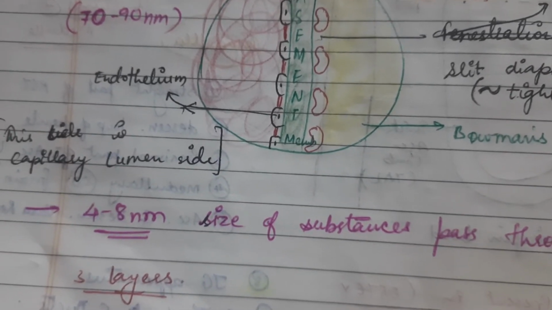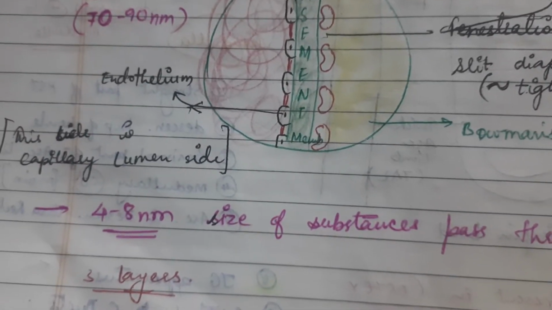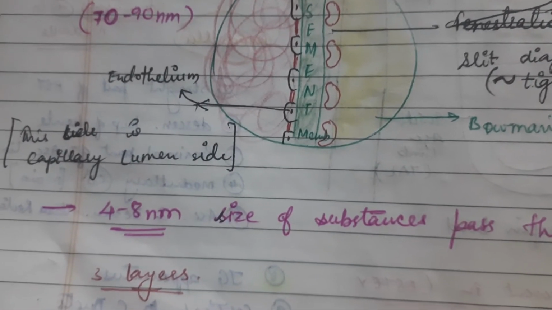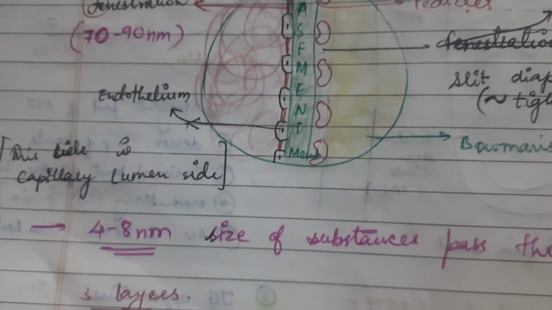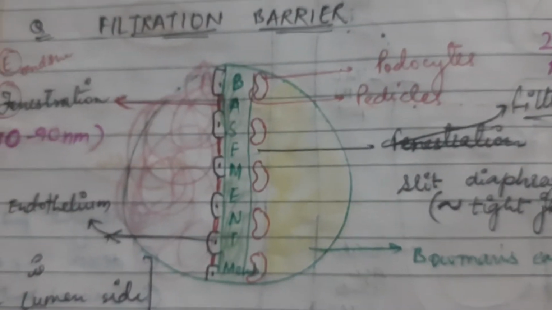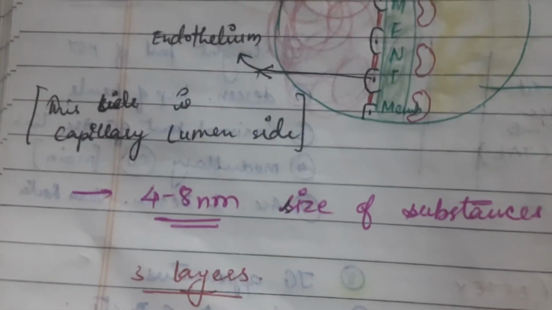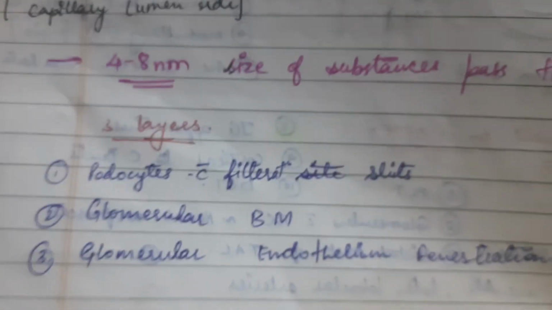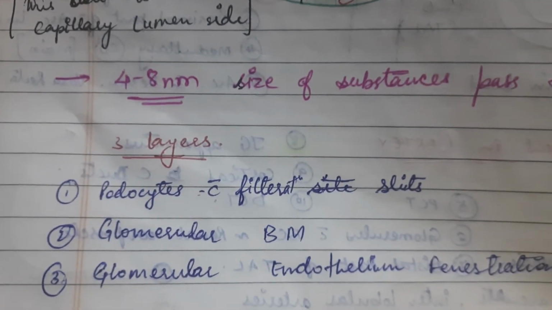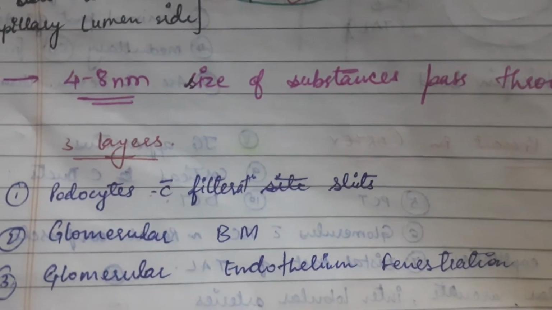if we put a thick slit sieve, and then below it a thin slit sieve, the thin slits are like 25 nm and the thick slits are 70 nm, but the two slits combined give a very small slit size, so 4 to 8 nm. Now three layers are here: podocytes with the filtration slits, the glomerular basement membrane, and glomerular endothelial fenestration.